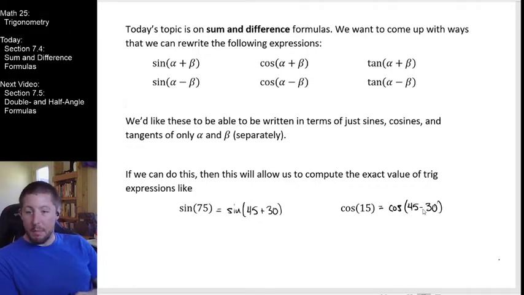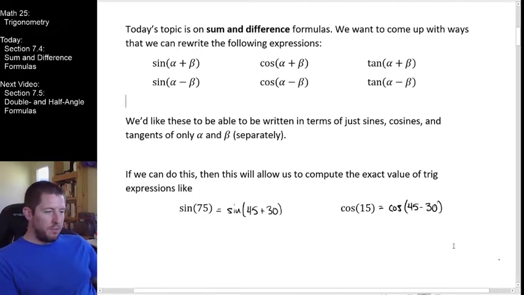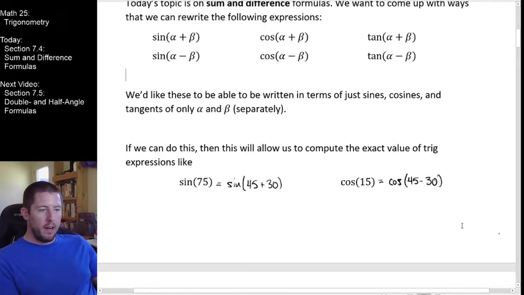But now it seems like maybe we can, if we can come up with ways to rewrite these sine and cosine and tangent expressions individually in terms of the 45s and the 30s. And these are just two examples right here. Certainly not our only goal right here.